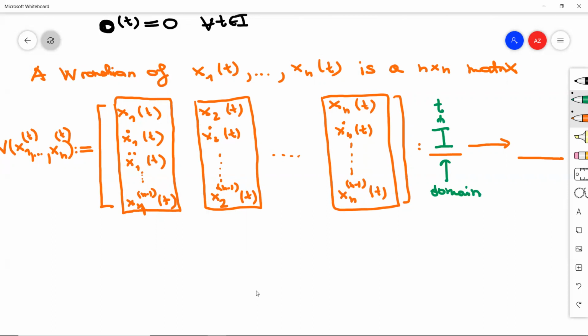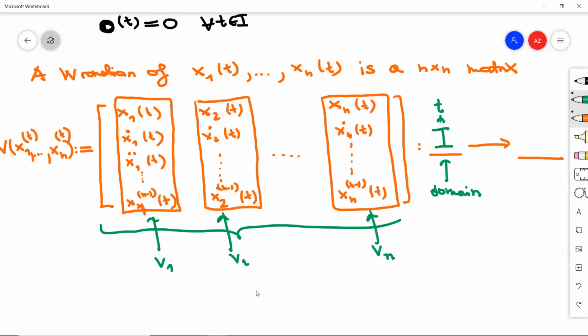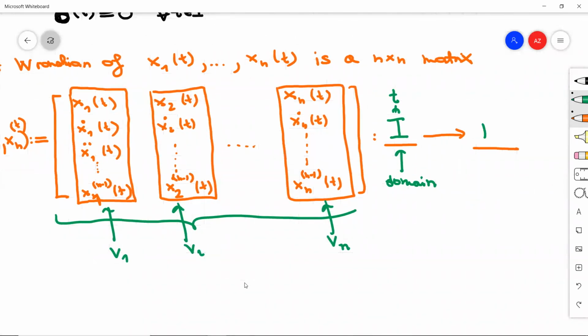So we see we have this matrix. It has n columns, and each column has n entries. So it's in fact an n times n matrix, a matrix function with n columns and n rows. And recall that we have x1 of t, x2 of t, and xn of t being the solutions of the homogeneous part of our differential equation.